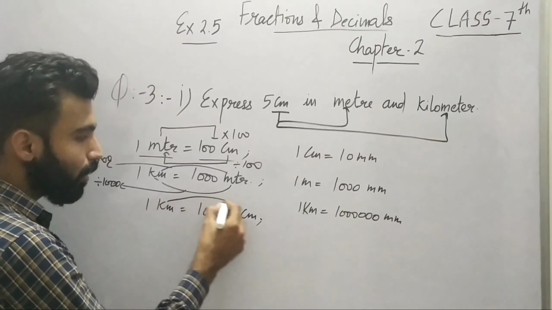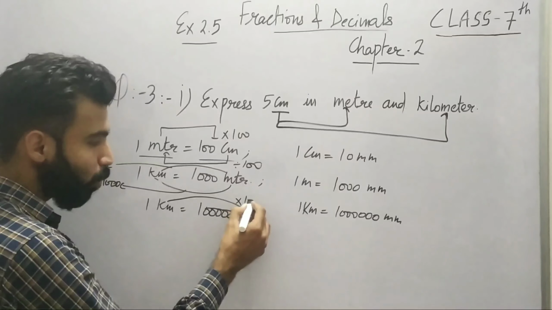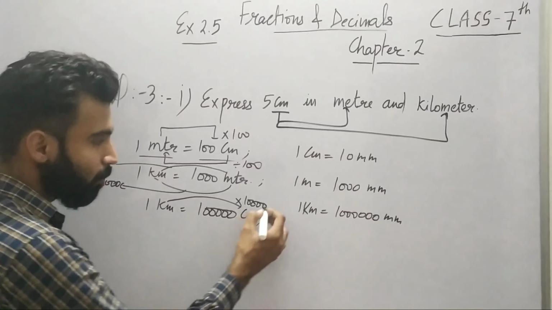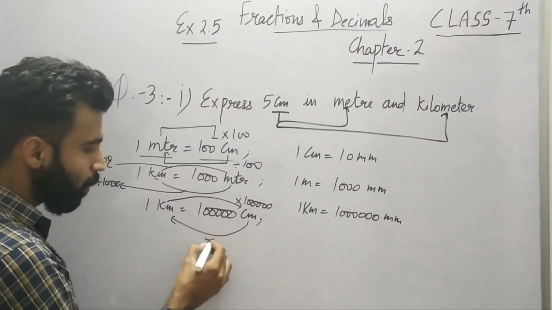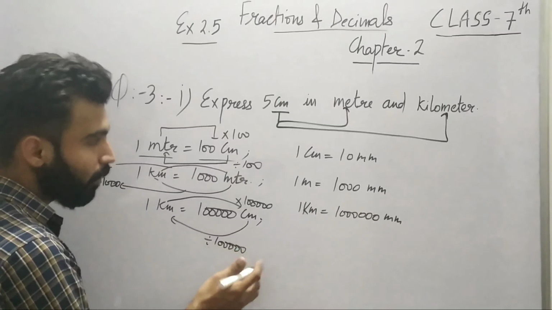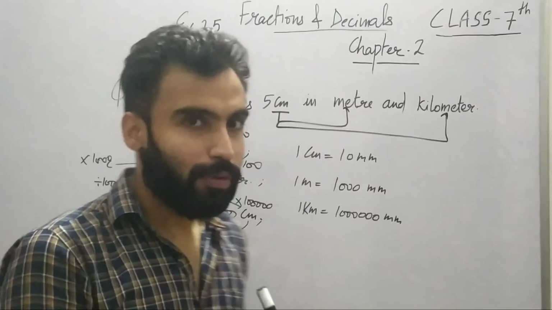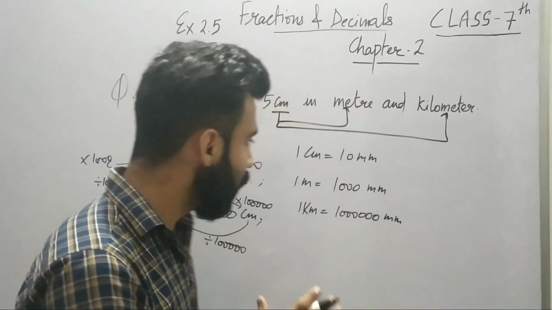So to convert kilometer into centimeter, you have to multiply by 1 lakh, because in 1 kilometer there are 1 lakh centimeters. So to convert centimeter into kilometer, you have to divide by 1 lakh. Doing the same with the rest. So these are the relations between millimeter with centimeter, kilometer and meter.